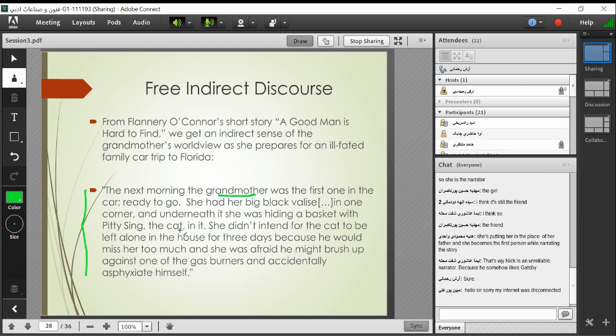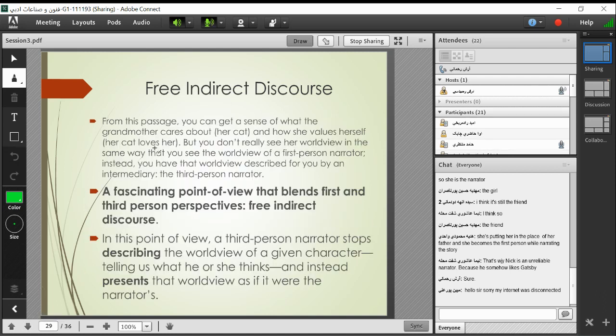خب پس اینطوری میبینیم که چطور یک راوی سوم شخص میتونه ورلد ویو رو نشون بده از طریق سوم شخص. Now, there is a fascinating point of view, everyone, which blends. Please listen to this part carefully because it might be confusing. There is a specific fascinating point of view which blends the first person and the third person perspectives, and it is called FID, Free Indirect Discourse.